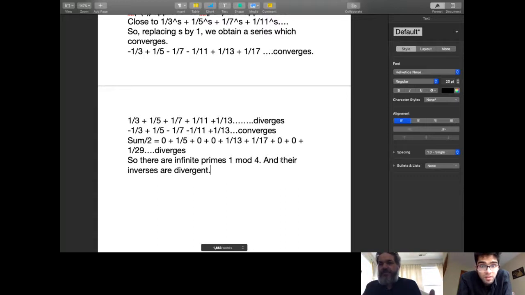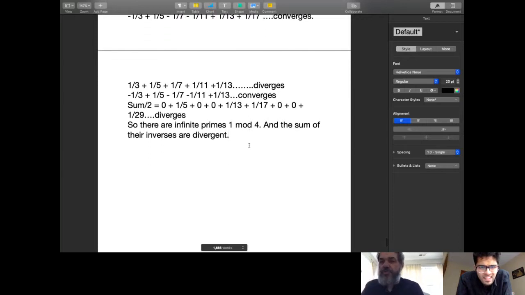To make the sum. Now, Dirichlet wanted to show, and we stated his result in our class, for an arithmetic progression. In particular, for primes congruent to 3 mod 4. But how do you get that? You subtract the two series instead of adding the two series. So 1 over 3 plus 1 over 5 plus ..., which is divergent, and you subtract the one that's convergent. And we get one that's divergent.